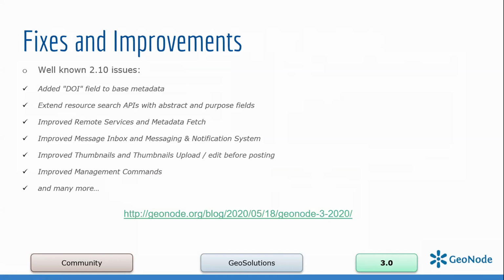There are a lot of improvements other than the ones that I just described available in version 3. You can find a detailed list of the fixes and improvements in the official blog of the GeoNode 3 release that is shown in the link here.